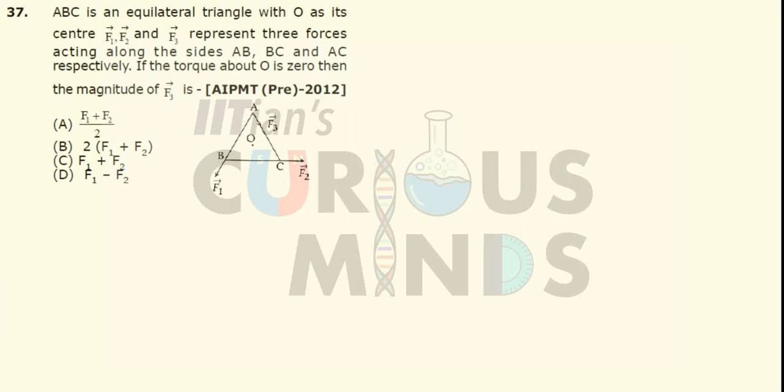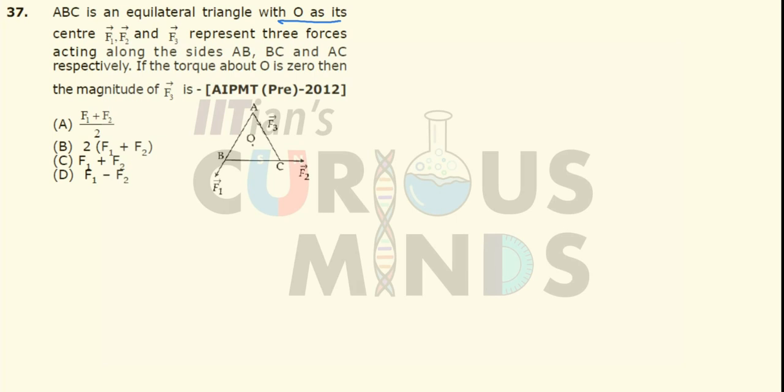ABC is an equilateral triangle with O at its center, and we are given the forces F1, F2 and F3 representing three forces acting along the sides AB, BC and AC respectively. If the torque about O is 0, then the magnitude of F3 will be equal to what, in terms of F1 and F2? First of all, understand that we have the values of F1 and F2. We know the direction of F1 and F2.